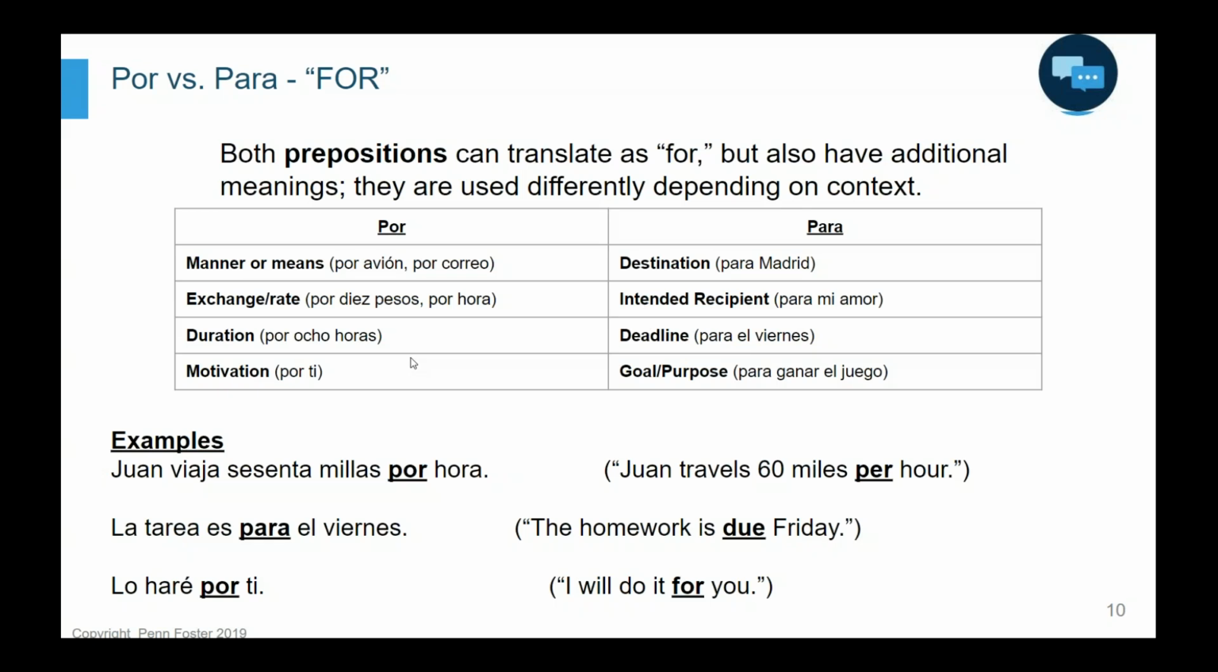And then finally, our third one, we're going to be using por because this has to do with motivation. So if you're doing something for someone, motivation for yourself. Now, if you're doing something for someone, you might be using para as the intended recipient. So a little bit of a difference there with that last one.